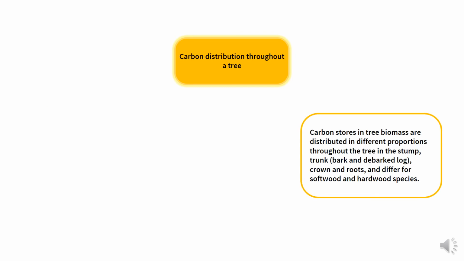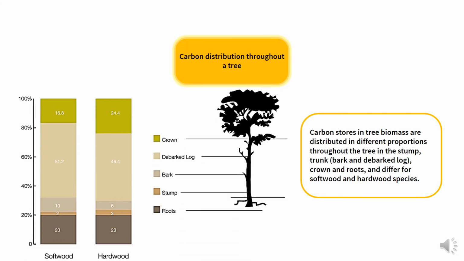Carbon distribution throughout a tree. Carbon stored in tree biomass is distributed in different proportions throughout the tree in the stump, trunk, the barked log, crown and roots, and differs for softwood and hardwood species. For each species of softwood and hardwood, the percentage of the carbon stored in the parts of the tree can be seen in this figure.